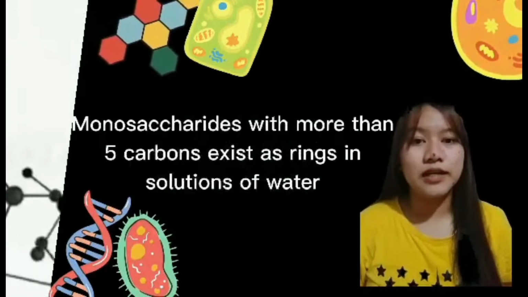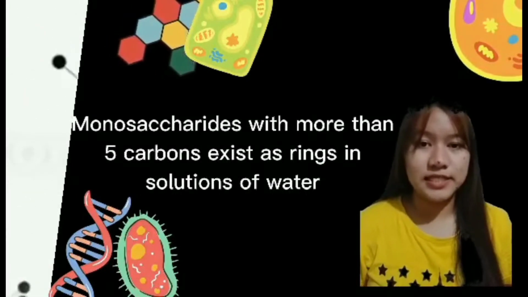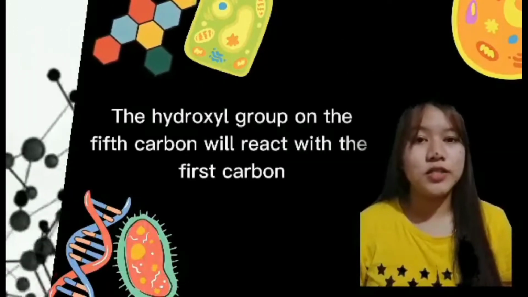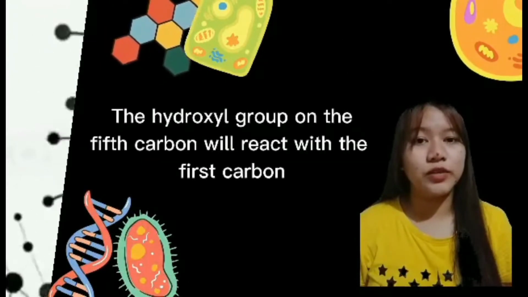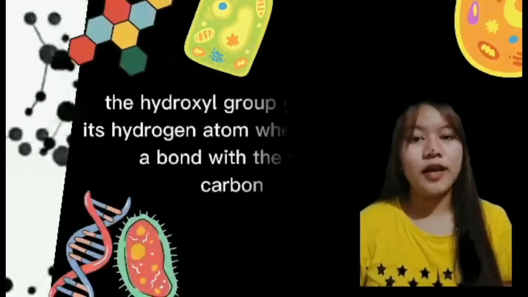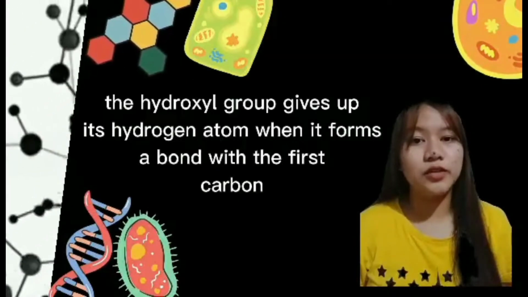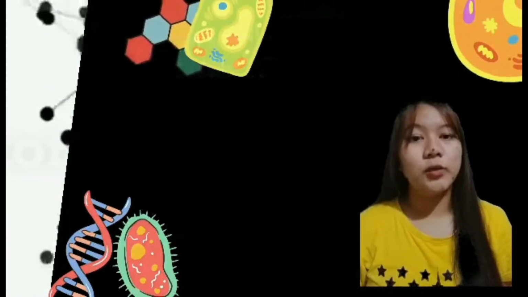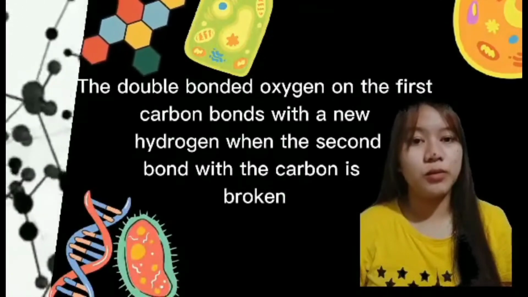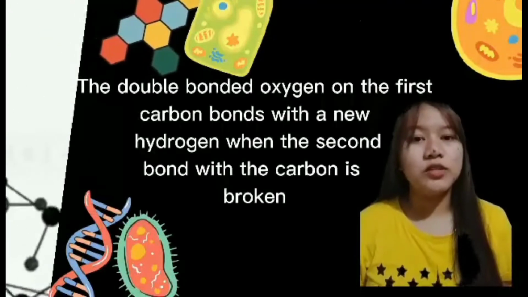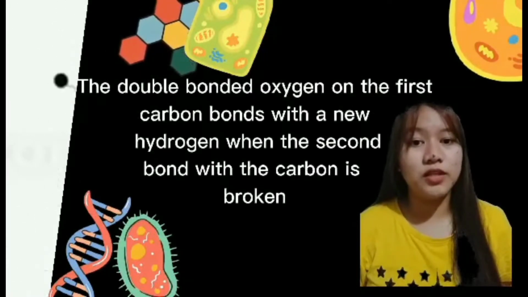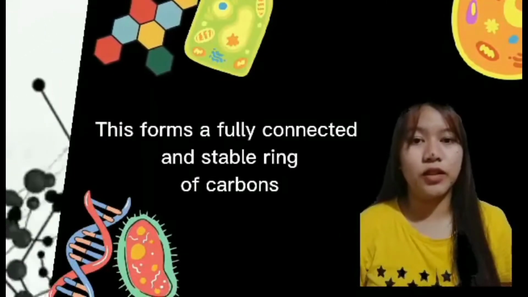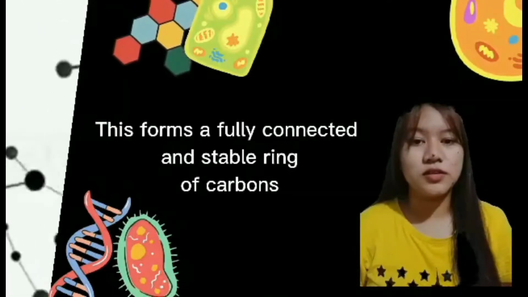Typically, monosaccharides with more than 5 carbons exist as rings in solutions of water. The hydroxyl group on the 5th carbon will react with the first carbon. The hydroxyl group gives up its hydrogen atom when it forms a bond with the first carbon. The double-bonded oxygen on the first carbon bonds with a new hydrogen when the second bond with the carbon is broken. This forms a fully connected and stable ring of carbons.